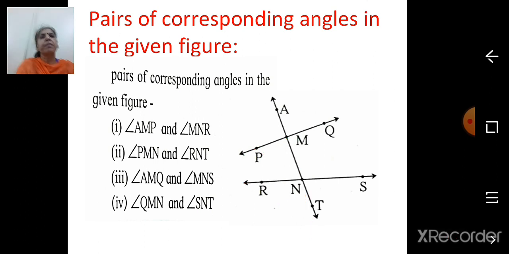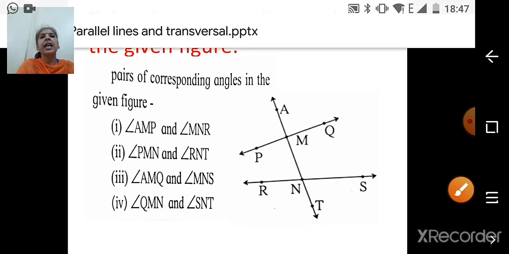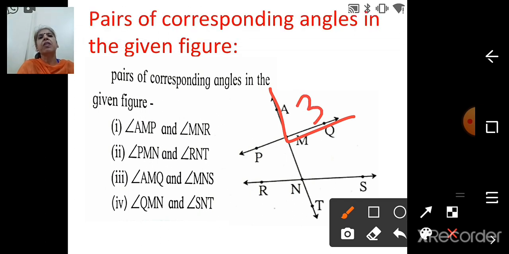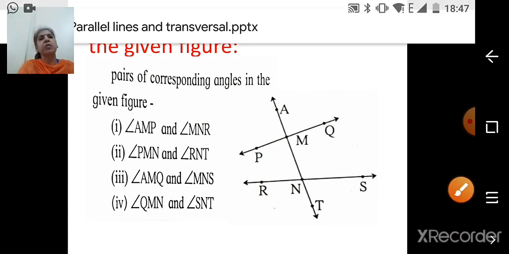Then the next pair is angle AMQ. So this is our angle AMQ, let's call it 3. Which is the corresponding angle of AMQ? Same side, that is MNS. Same side of the transversal. This is the transversal. Same side of the transversal, and they are in the same direction also.